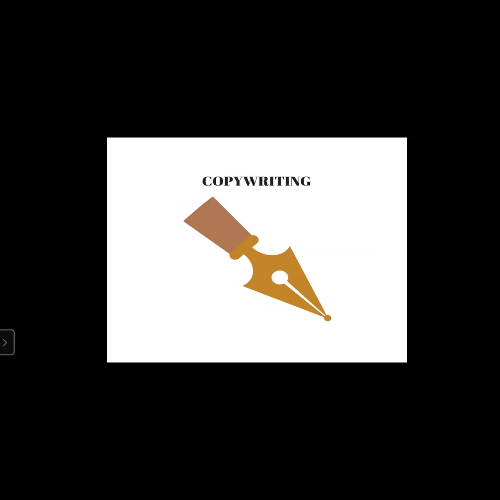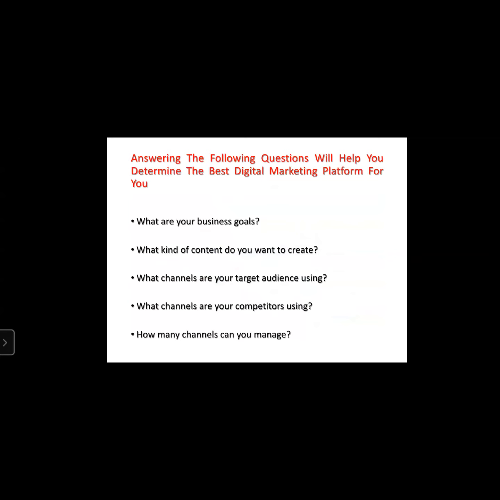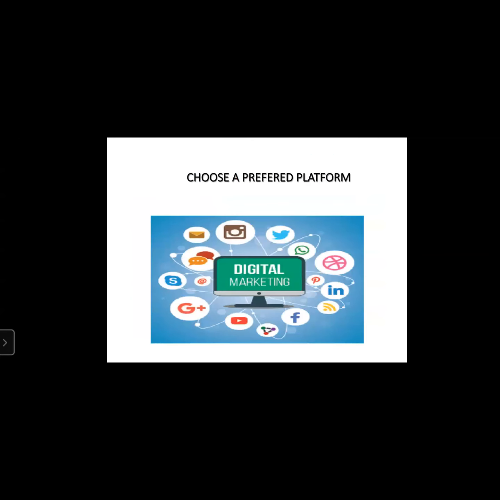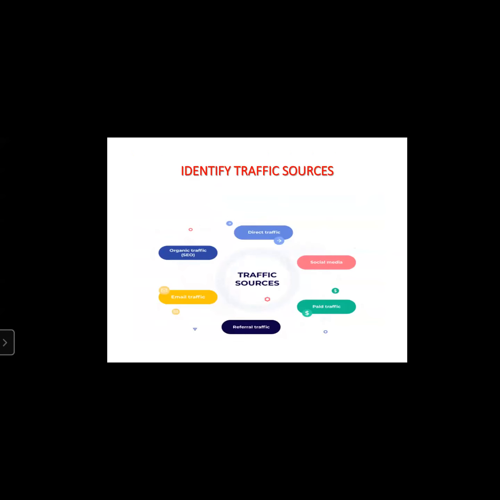Sorry, sir. Please, can you name those important things? Identify traffic source. Okay, let me go back. Choose a preferred platform. Number two, identify traffic sources, because when it comes to the internet, traffic is important.